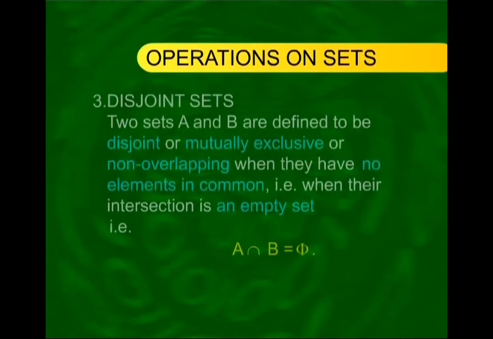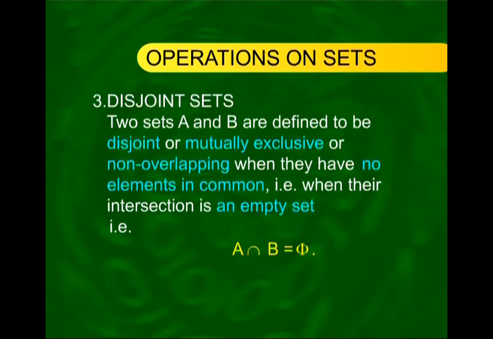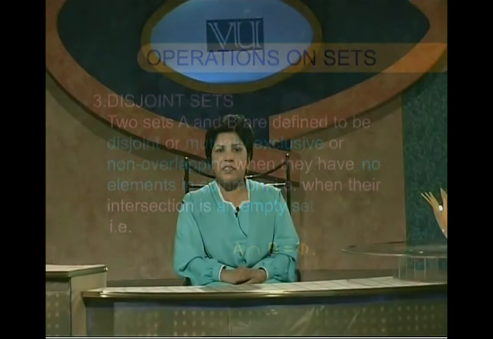Two sets A and B are defined to be disjoint or mutually exclusive or non-overlapping when they have no elements in common. That is, the intersection of the two sets is the null set phi. For example, if set A consists of all possible outcomes of a die, that is 1, 2, 3, 4, 5 and 6, and set B consists of all possible outcomes when we throw a coin, that is head and tail, then students, it is obvious that these are disjoint sets in the sense that they have no element in common.